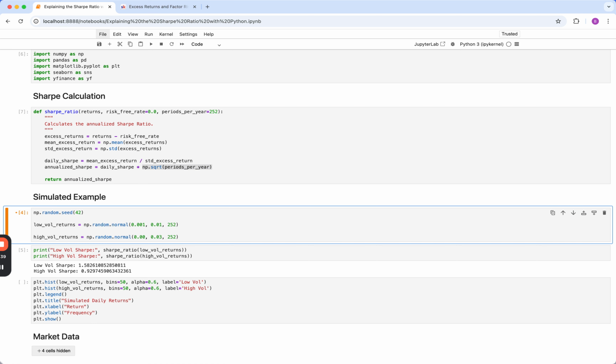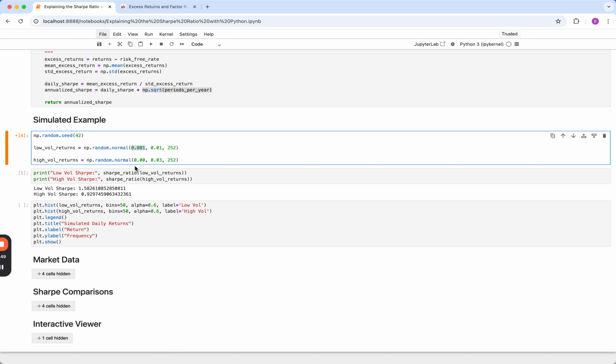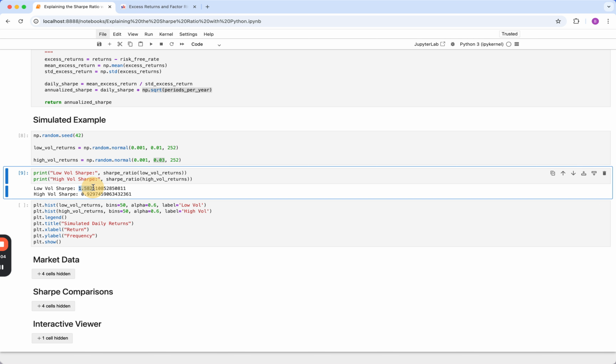So let's see this function in action now. I'm going to simulate two simple return series here. Both of them will have the same daily returns. In this case, the low volatility returns will only have volatility of about 1% a day, and the high volatility returns will have 3% a day. We'll see the impact that has on their Sharpe ratio. The lower volatility returns will have a Sharpe of about 1.6, whereas the higher volatility will have a Sharpe of 0.93. So you see the importance of adjusting for risk here.